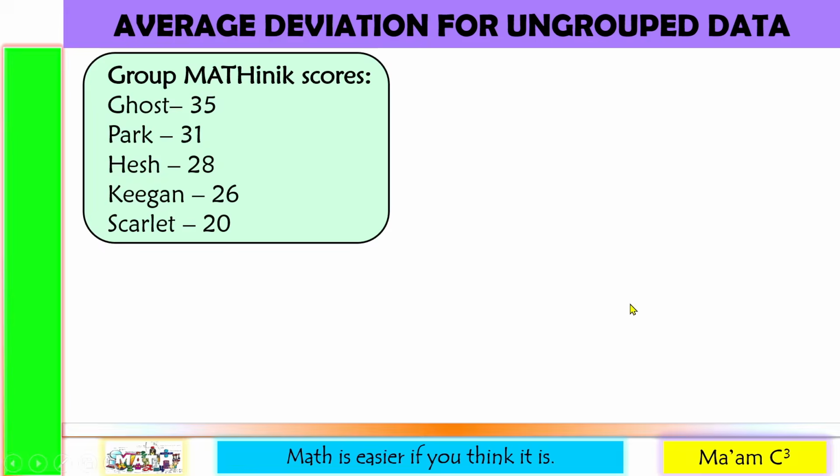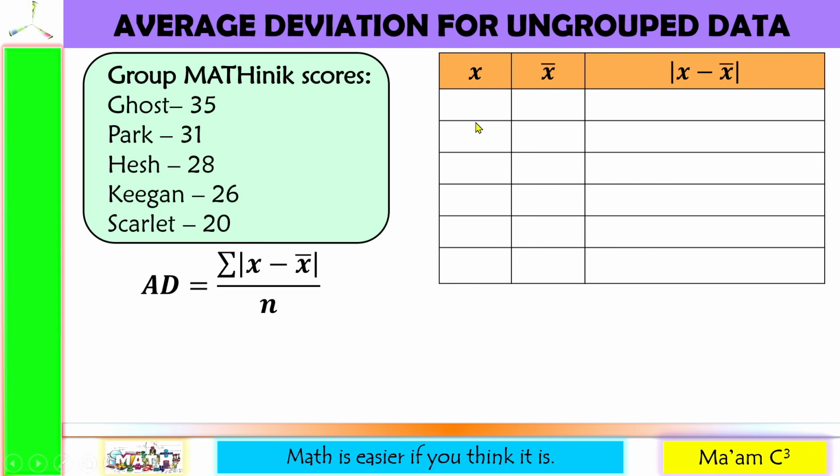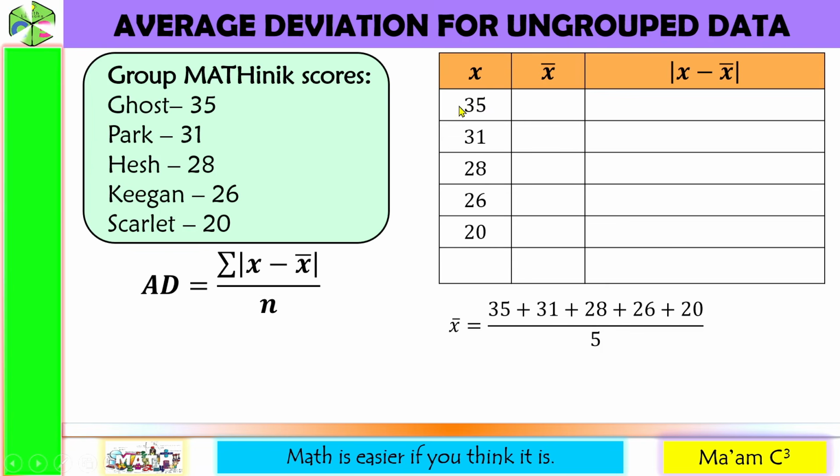Let's have an example. Let us recall the formula. AD is equal to the summation of the absolute value of x minus x bar all over n. We are going to need a table for this. So let us enumerate our x values. These are 35, 31, 28, 26, and 20. For the x bar, we're just going to add all of our x values and then divide by 5 because we have 1, 2, 3, 4, 5 values.